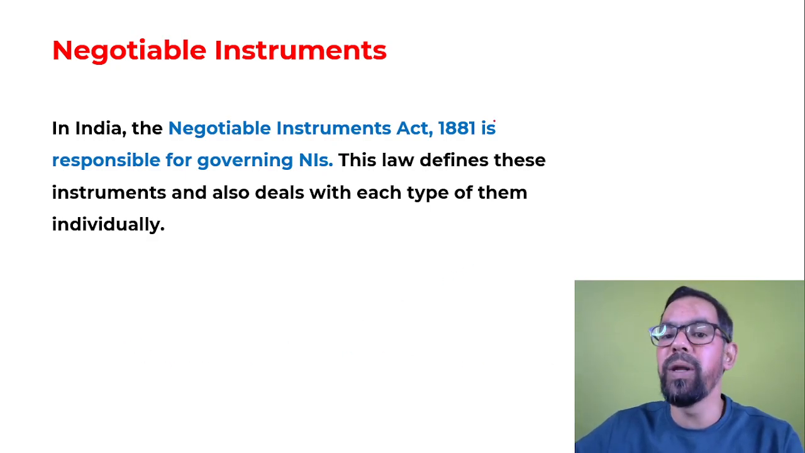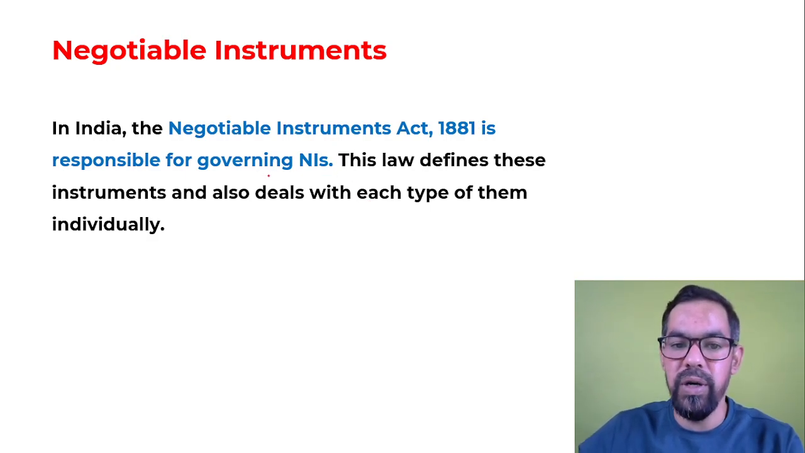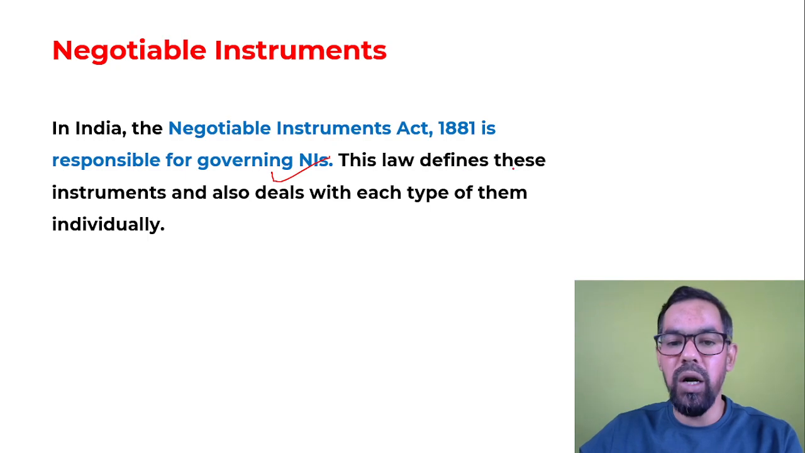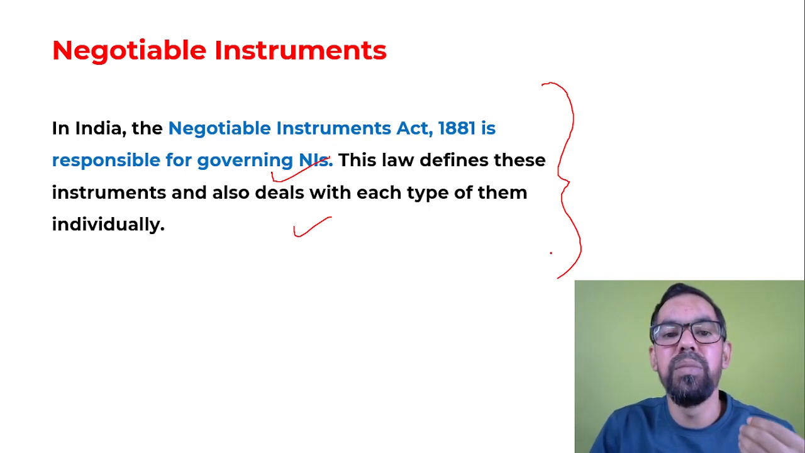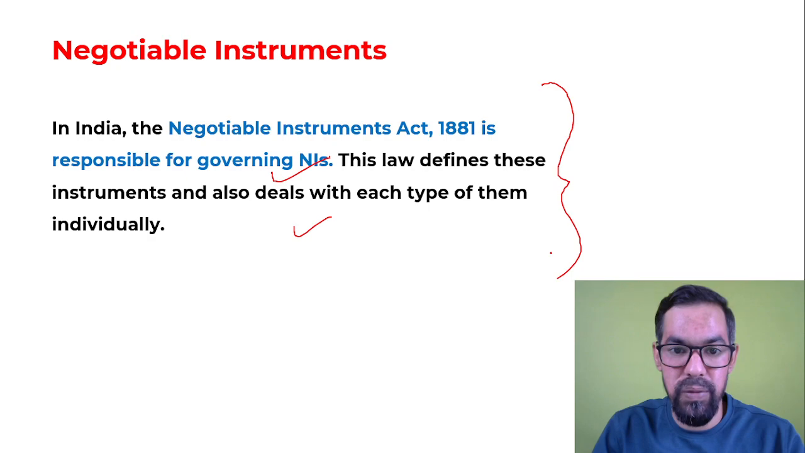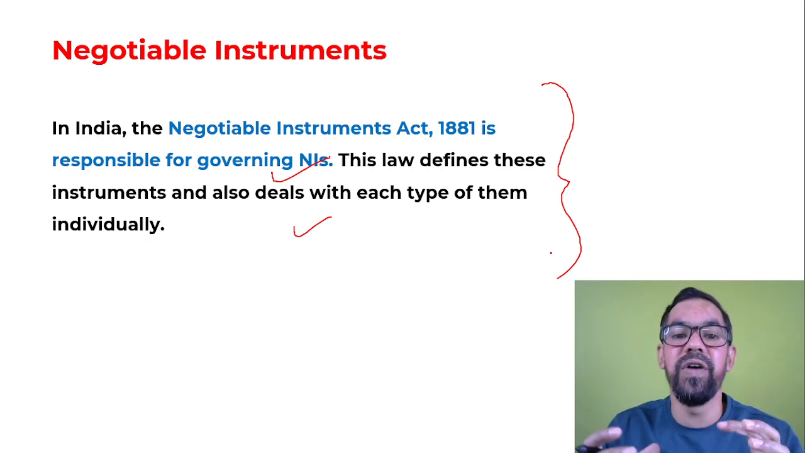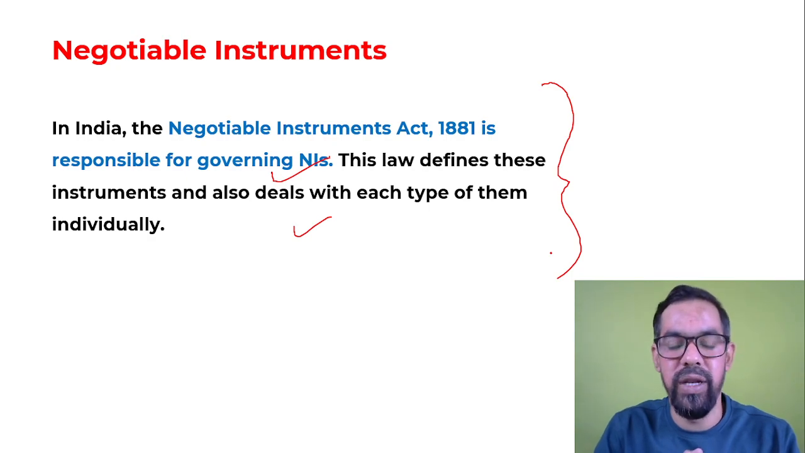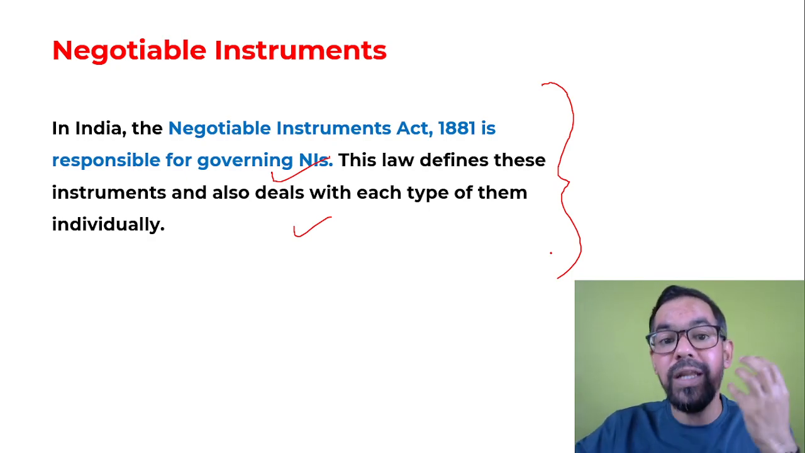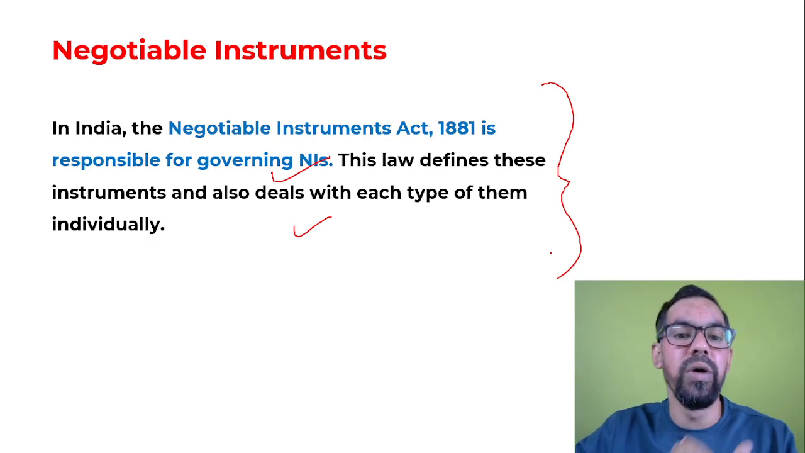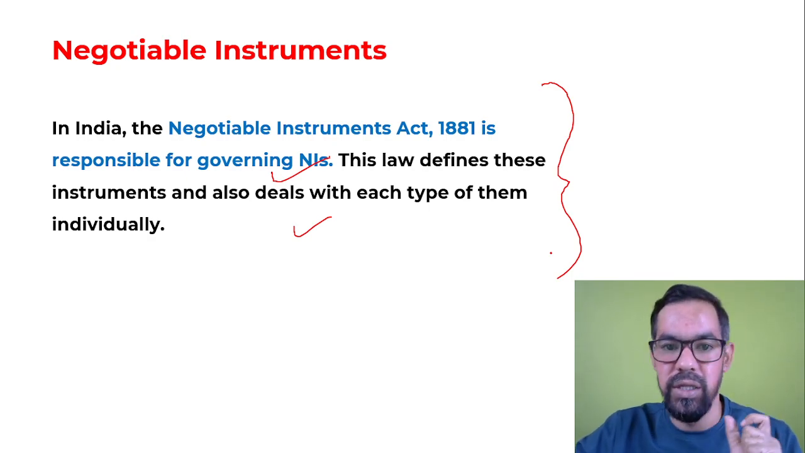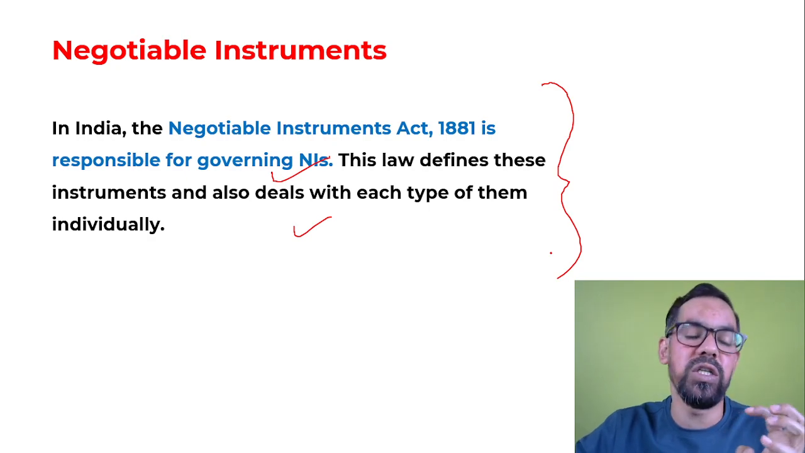In India, the Negotiable Instrument Act 1881 is responsible for governing negotiable instruments. This law defines these instruments and also deals with each type. Cheque is defined under Section 6, bill of exchange is defined under Section 5 of the Negotiable Instrument Act, and promissory note is defined under Section 4. We also have other important sections, like dishonor of cheque or any dishonor of a negotiable instrument, or the drawee's rights. We will cover these in this video along with the basic introduction to negotiable instruments.